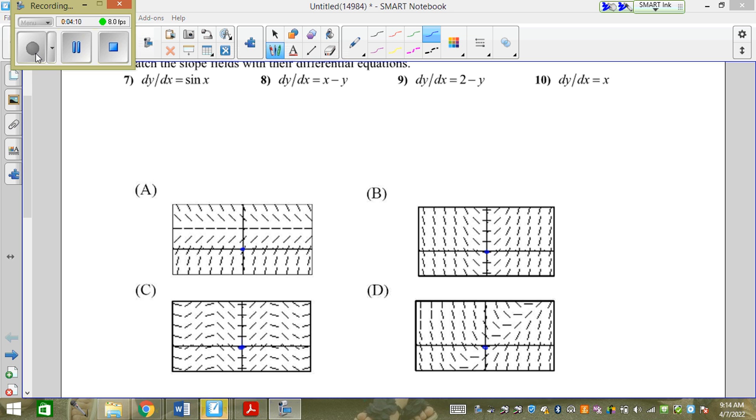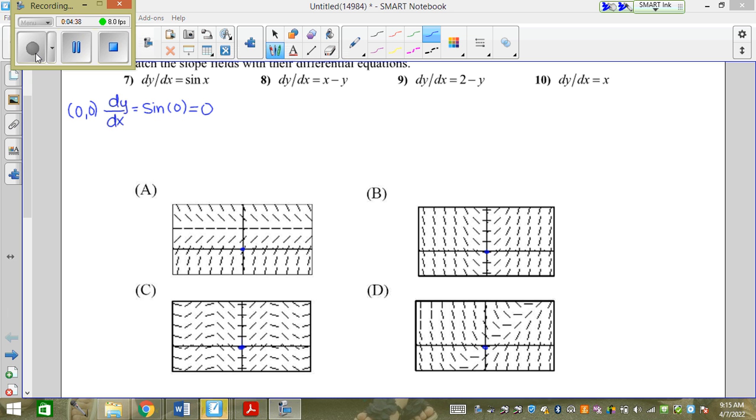Okay, so let's plug in 0, 0. The only catch is there's no y in this, so I'm just plugging in 0 for x, but it's still going to represent 0, 0. So I'm going to go dy over dx, and I'm trying the point 0, 0. I only have to put in the x. So I get sine of 0. What's sine of 0? 0. So it's not A. I've narrowed it down: it could be B, C, or D.